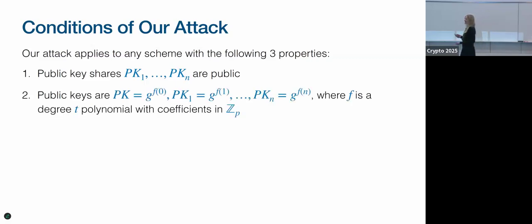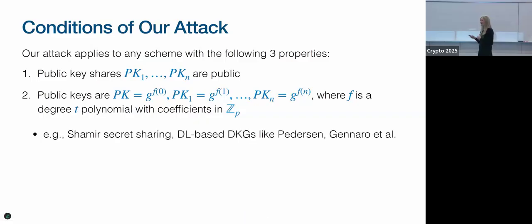The second property is that the keys must lie on a polynomial. So each public key share is given relative to a polynomial f, and f is evaluated at the party identifiers, so 1 through n. It doesn't matter what the party identifiers are. They don't need to be integers. They can be other strings, but just for simplicity, we'll consider this. So of course, you'll recognize this as a very standard way to generate keys for Schnorr signatures. Shamir's secret sharing has this structure, and basically every discrete log-based DKG, Pedersen, Gennaro et al., et cetera.